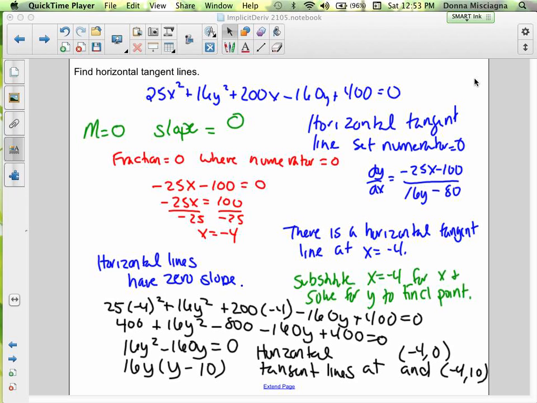Put this, by the way, in your notes along with that, so you can see the steps for the whole problem, so you'll know exactly what to do. So if I set 16y and y minus 10 equal to 0, that's the y coordinate. So there's two places, right? When x was -4, y was both 0 and 10. So that means I have two places where I have a horizontal tangent line. There's one at (-4, 0), and there's another one at (-4, 10). But they both have the same x value. So those are the two locations, and we found the horizontal tangent lines.